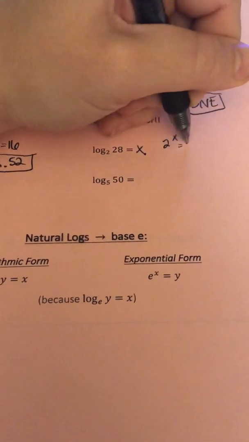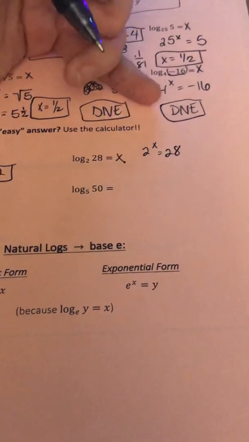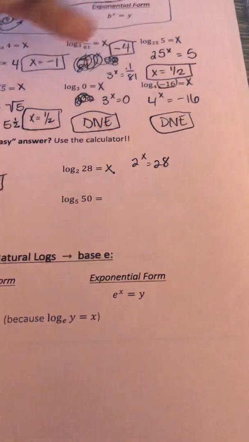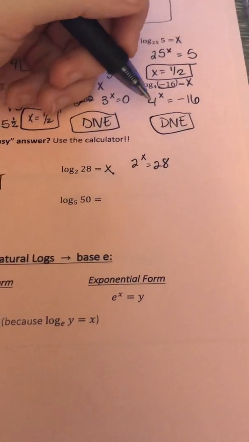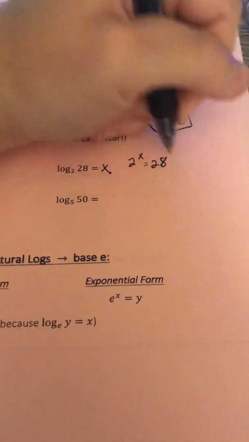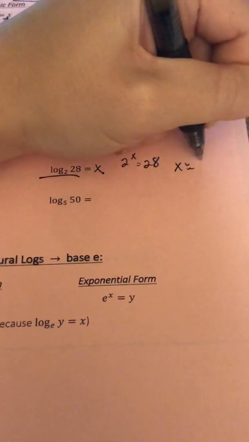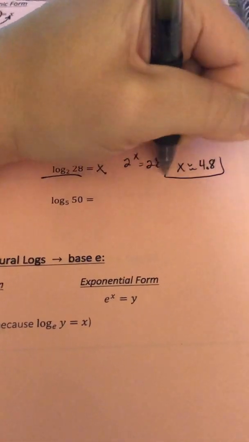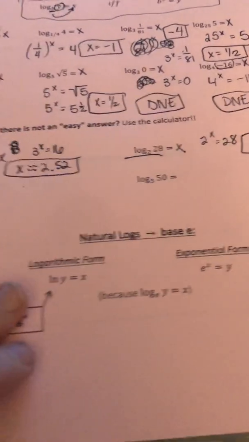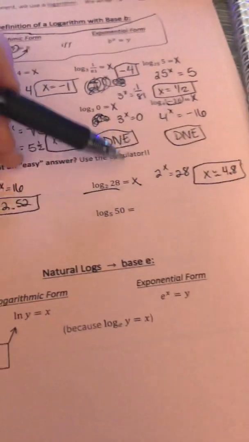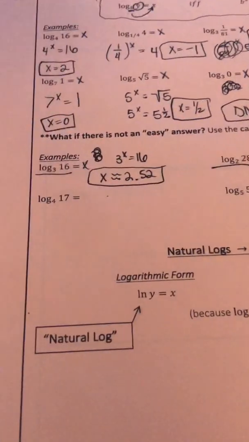2 to the x is equal to 28. There's no way for us to know because we can't square it, cube it, or go to the 4th power to get 28. Once we plug this into the calculator, our x value is going to be around 4.8. You can guesstimate. We know that it should be between 4 and 5, but we don't know exactly what it's going to be unless we plug it in.